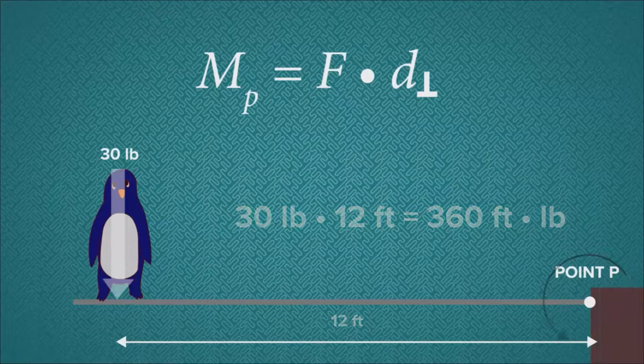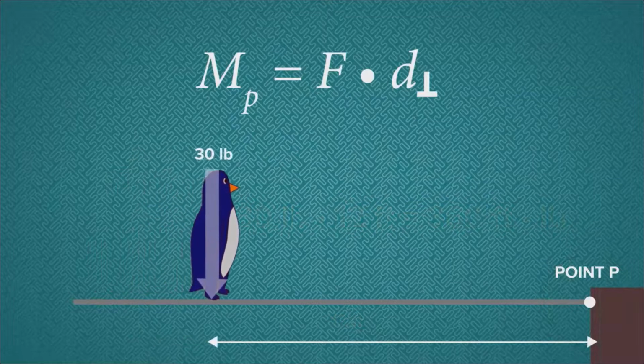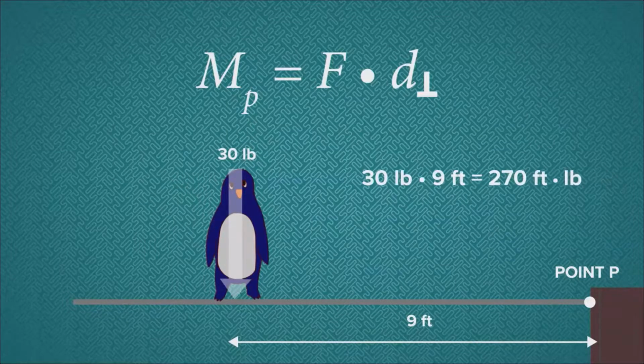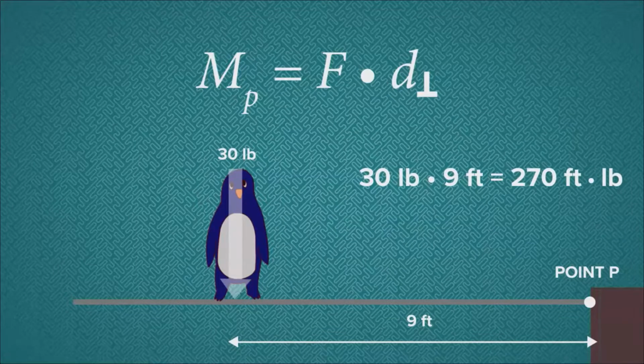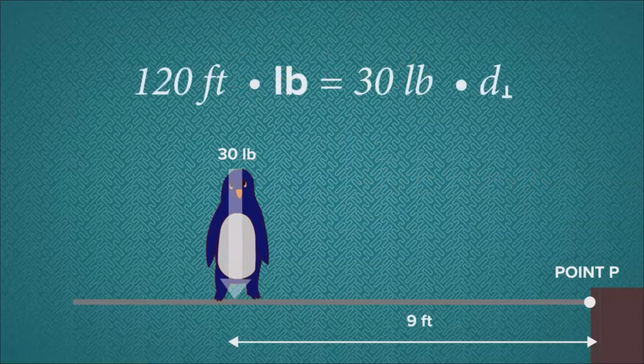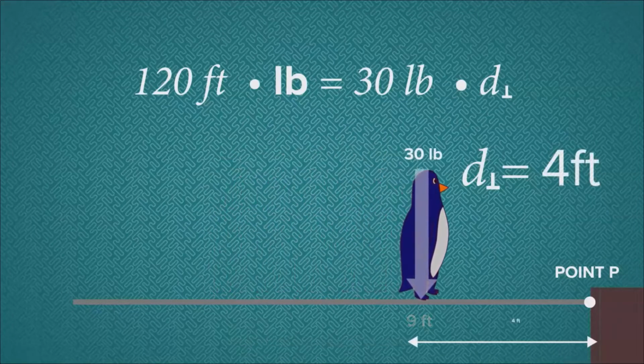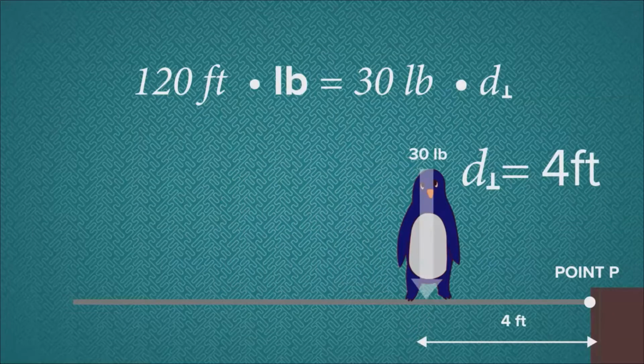What would happen to the magnitude of the moment if the penguin moved closer to the support? Calculate the moment at point P when the penguin is 9 feet from the support. The moment would be 30 pounds times 9 feet, or 270 foot-pounds in a positive direction. Where would the penguin be on the diving board if the moment resulting from the weight at point P is 120 foot-pounds? Substituting 30 pounds for the force and 120 foot-pounds for the moment, the result is 4 feet. So, when the penguin is 4 feet from the support on the diving board, its weight will cause a moment of 120 foot-pounds at point P.